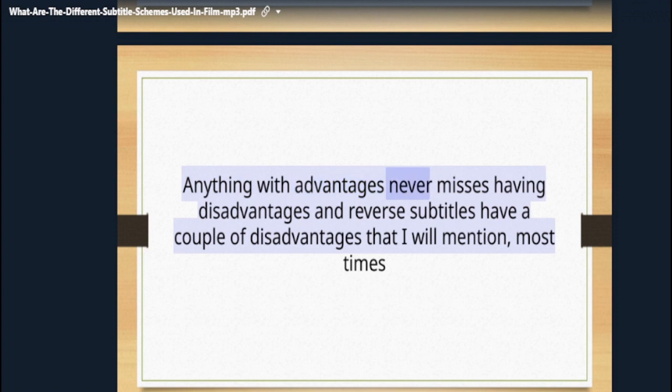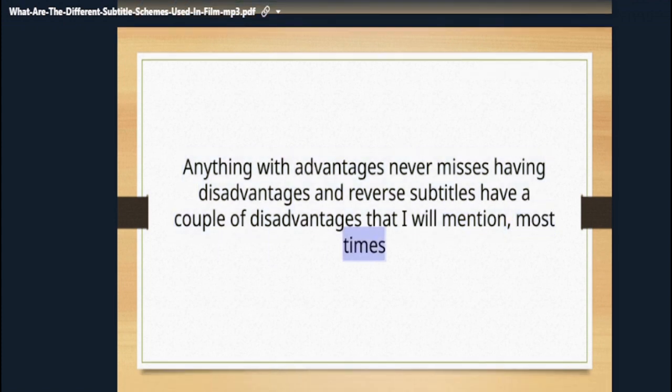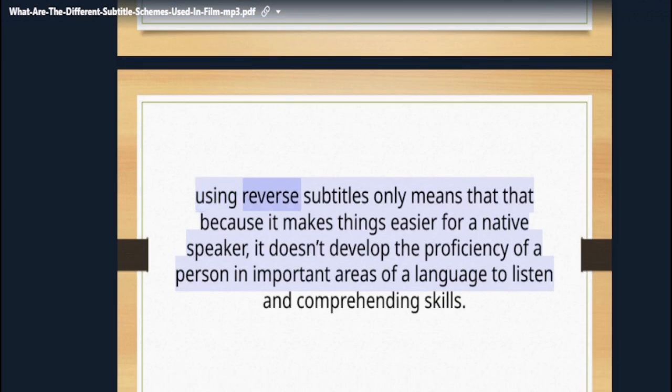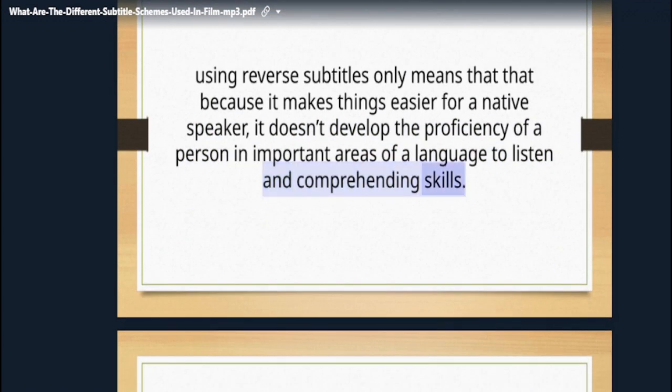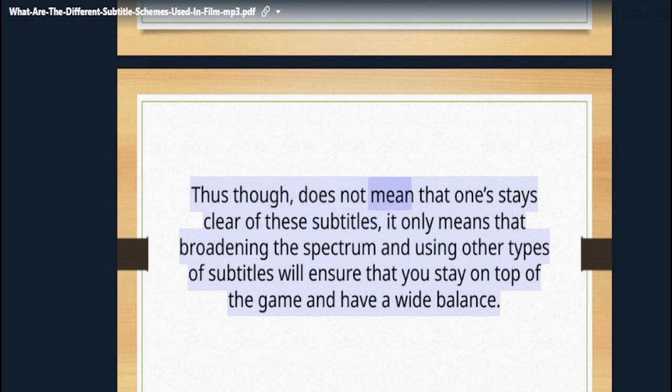Anything with advantages never misses having disadvantages, and reverse subtitles have a couple of disadvantages that I will mention. Most times, using reverse subtitles only means that because it makes things easier for a native speaker, it doesn't develop the proficiency of a person in important areas of a language, such as listening and comprehension skills. This does not mean that one stays clear of these subtitles. It only means that broadening the spectrum and using other types of subtitles will ensure that you stay on top of the game and have a wide balance.